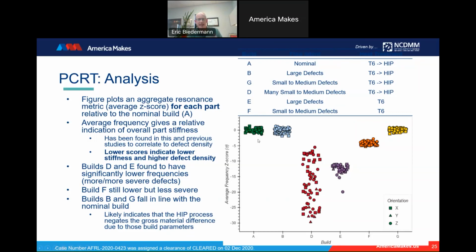The resonance indicated that HIP was having a positive effect on those populations. However, you'll see in some of the Viper results in a moment, we were still able to detect differences between the nominal material state and the material state for Group B. Other sets of parts like Group D, which had a large volume of many small to medium defects, although it was subjected to HIP, it still had pretty significantly different frequencies from the rest of the population. So while HIP can be helpful, it by no means is a panacea, and it sometimes can't completely heal defective material states.